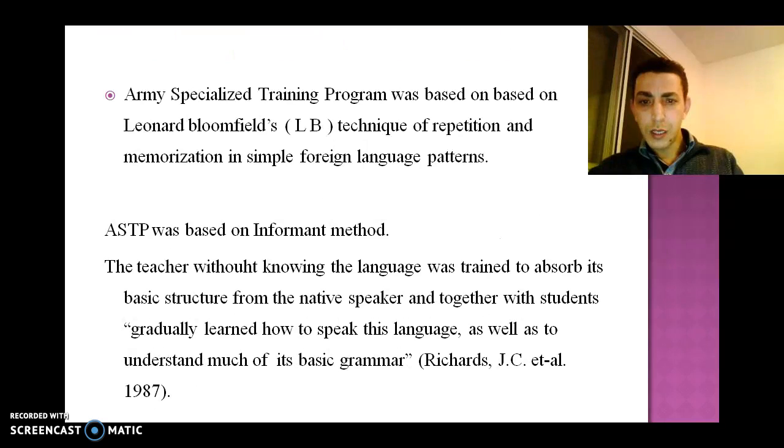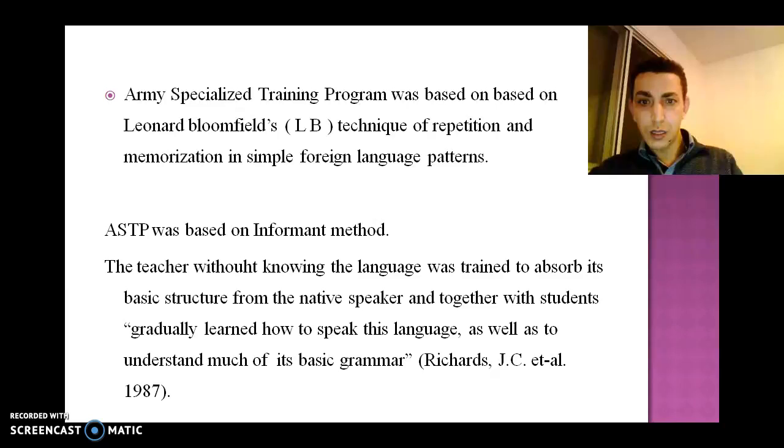And because of this, Leonard Bloomfield prepared and launched what is called the audiolingualism approach, because he's one of the proponents and founders of this approach. The method that he proposed at that time was called the informant method, and it means that the teaching of the language is based on the native speaker. So informant means native speaker.